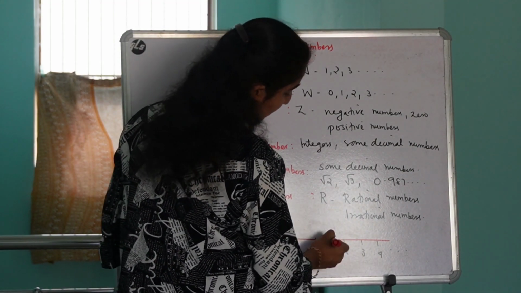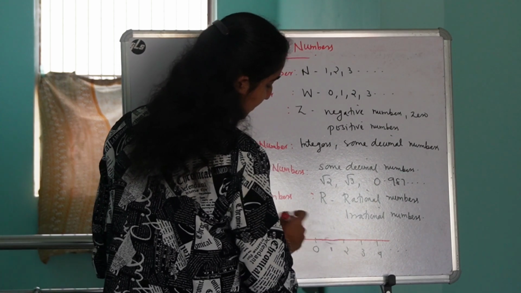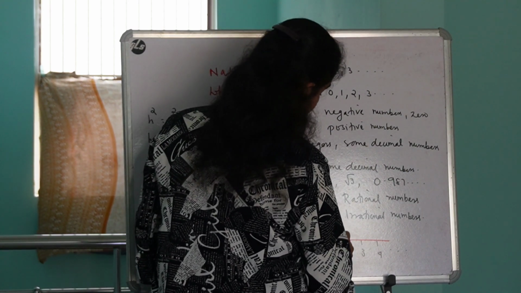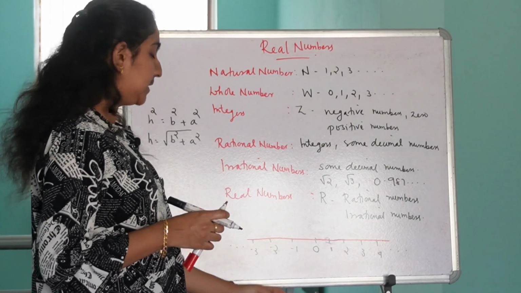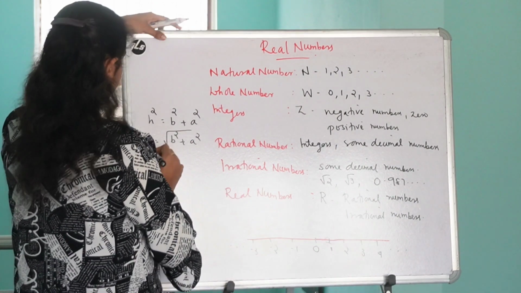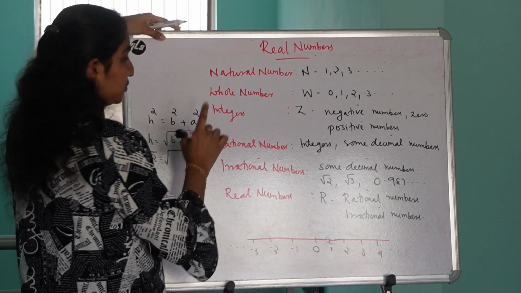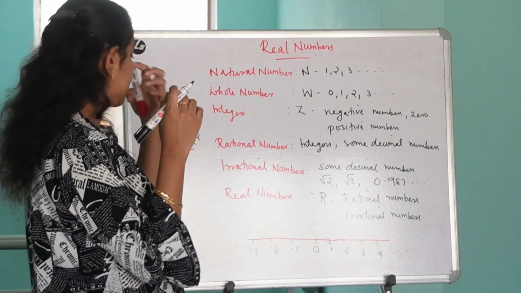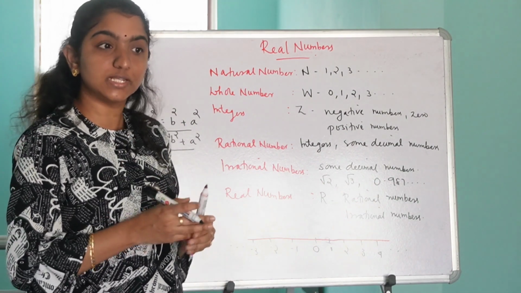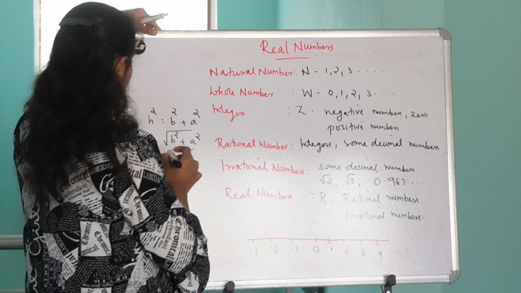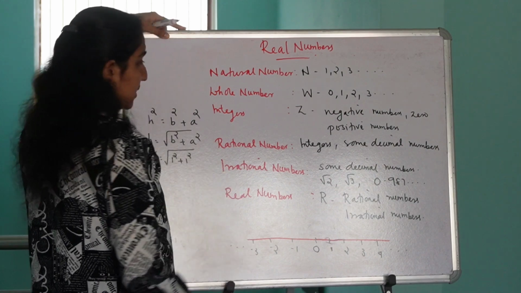So here we have to find the point. First let's find the point that represents root 2. Let the length of the hypotenuse be root 2. Yes. So we know 2 is equal to 1 plus 1, or we can say 2 is equal to 1 square plus 1 square. So root 2 is equal to root of 1 square plus 1 square.